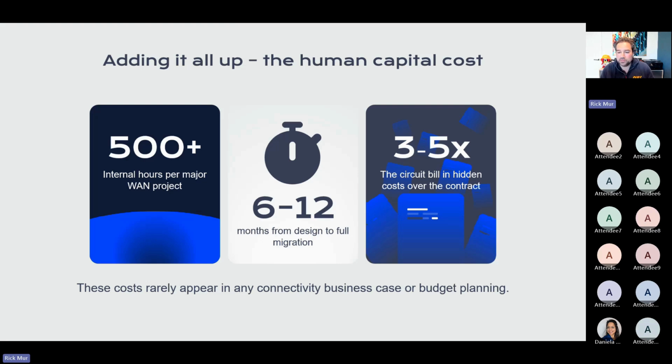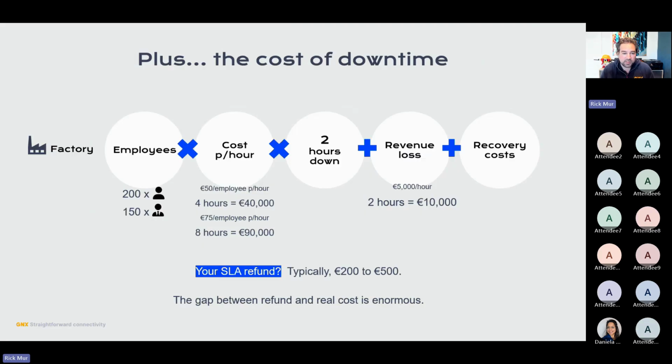So let me run you through a simple calculation here. If we take a pretty decently sized factory where we have about 200 production workers, and about 150 office workers that are in the same plant or in the same campus in an office building. Those employees all have a cost. Now, let's say the site goes down for 2 hours. That's an immediate revenue loss of manufacturing.